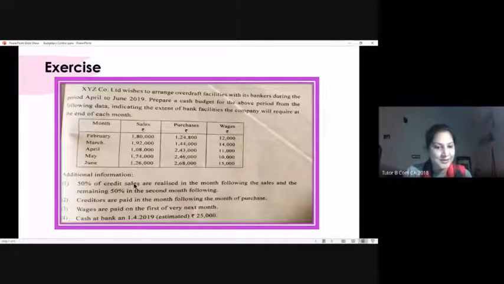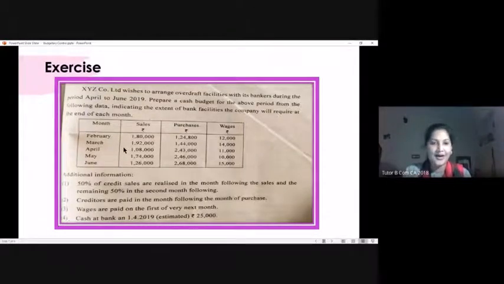Now, 50% of the credit sales. So we have to anticipate that the sales have happened on credit. There is no cash sales. Now looking into this question, there is no cash sales. So what are they saying? 50% of credit sales are realized in the month following the sales, and the remaining 50% in the second month following.